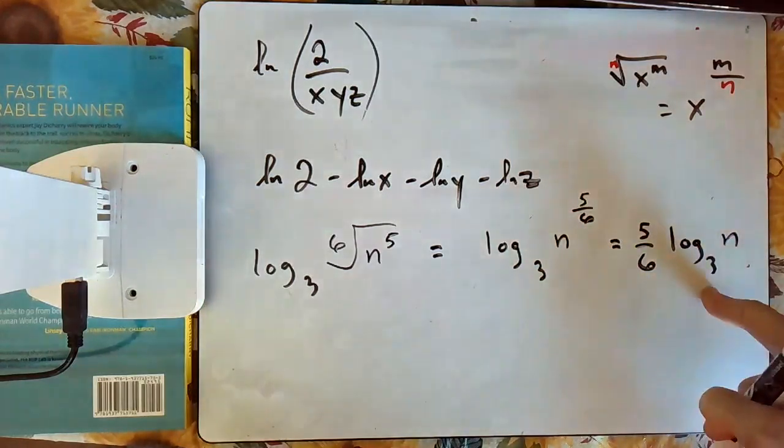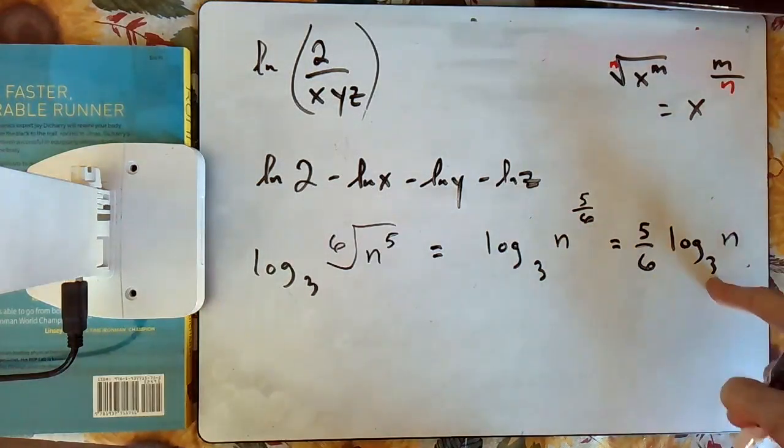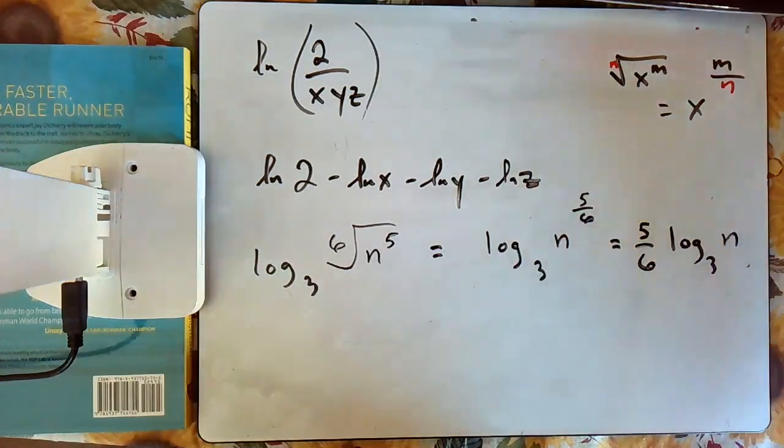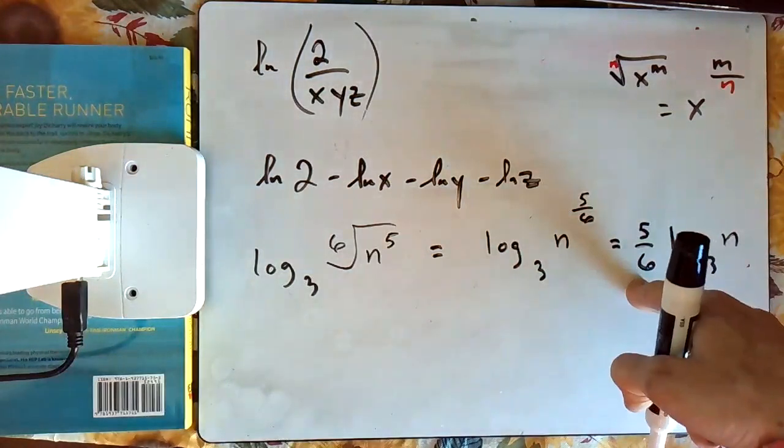Can we simplify this any further? No, because again, if you have a base that's a number and this is a variable, you can't do anything with that any further. So this is your final answer right here.